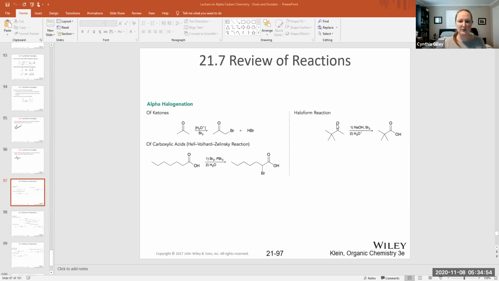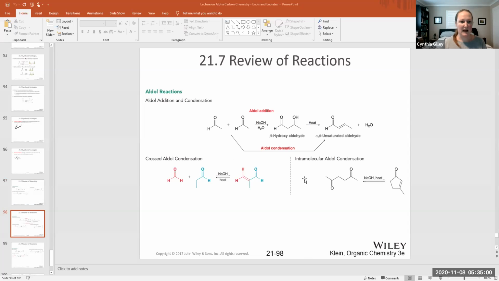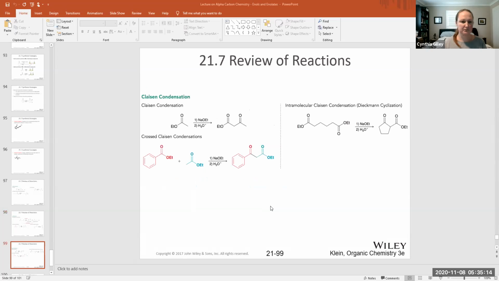We have the haloform reaction, which converts a methyl ketone to a carboxylic acid. Aldol addition reaction and aldol condensation reaction, and also the intramolecular aldol condensation reaction. An example of a crossed aldol condensation reaction. Next in the chapter, we covered Claisen condensations, which produce beta-ketoesters. There are ways to successfully do crossed Claisen condensations that were talked about. That's one example. And also the Dieckmann cyclization, which is an intramolecular Claisen condensation.